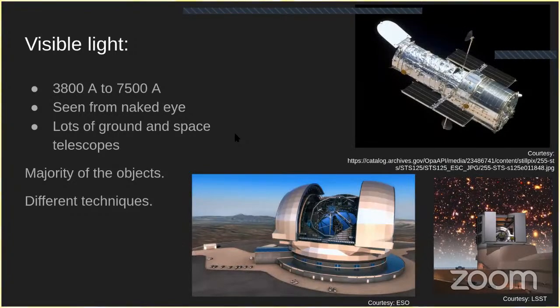So the last one is visible light. Visible light, as you know, is the region between the violet light and the red light, and it has a wavelength of 3,800 angstroms to 7,500 angstroms. This is the only light that we as humans can see. We cannot see the other radiations.